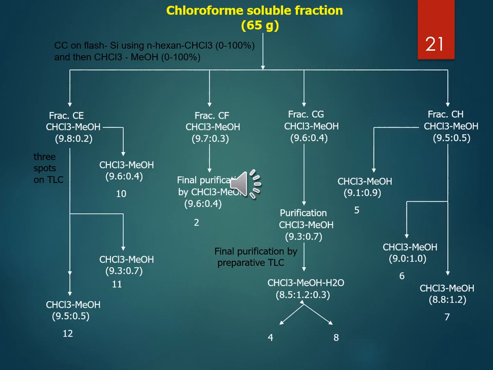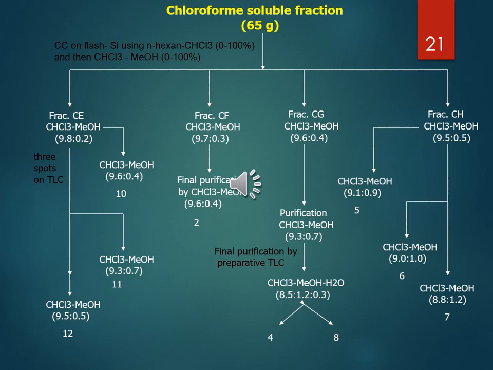The chloroform soluble fraction, that is 65 gram, is further subjected to column chromatography over silica gel by using the organic purity system n-hexane-chloroform, that is 0 to 100%, and chloroform-methanol, that is 0 to 100%. In this way we obtain four further subfractions: fraction CE, fraction CF, fraction CG, and fraction CH.